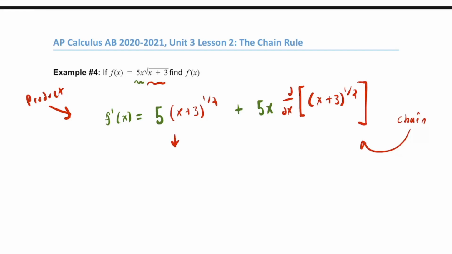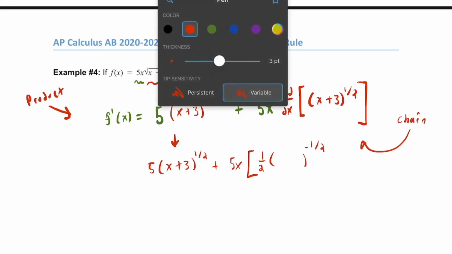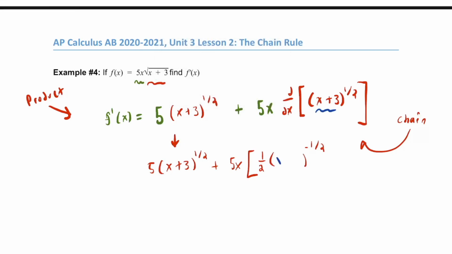So everything else can just come down. We'd have 5 times x plus 3 to the 1/2 plus 5x times outer function x to the 1/2. So this is 1/2 x to the negative 1/2. See how I just leave it blank? Now I put on the inside there x plus 3 times, well, in this case, the derivative of x plus 3 is just 1, so it doesn't end up making too big of a difference here.